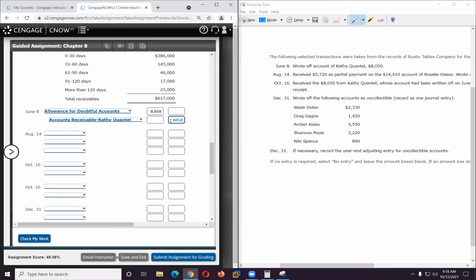Because what we do is at the end of each year, we do an adjustment that will take the full expense for the year and then credit the allowance account. And then throughout the year, we will write off any debts that we can't collect to the allowance. That's the difference between the two, okay? So on August 14th, we received this partial payment of $5,720. So again, I'm going to debit my cash, the amount I collected.